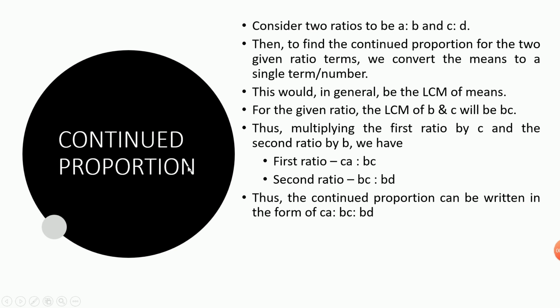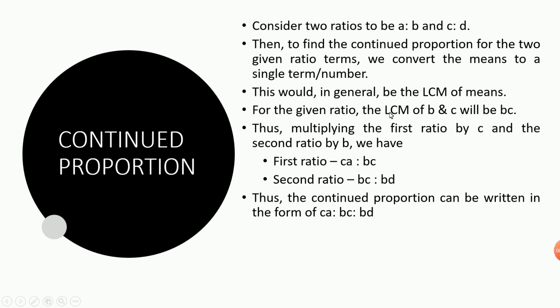Next is continued proportion. See here, two ratios are given: A is to B and C is to D. Then to find the continued proportion of these two given ratios, we have to convert them to a single term or number. So for that, we have to take the LCM of the means.